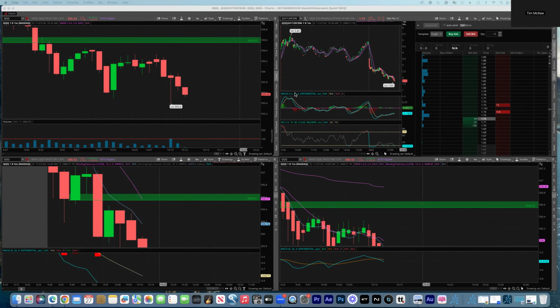Price beginning to come down again. We'll see if this reverses back up. And then we'll try another put trade. Do the same sort of scalp.